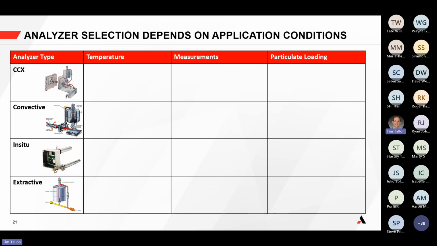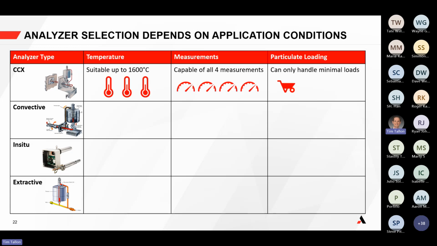Now, certainly the fastest response and the most capable of measurements is the close couple extractive type, similar to the WG5 or the WG4 analyzer, if you're familiar with those types. Close couple extractive, that's suitable for up to 1600 degrees Celsius, so very high temperatures. That's up to 3000 degrees Fahrenheit. It's capable of 4 measurements that I mentioned. It's capable of oxygen, combustibles, methane, and flow.